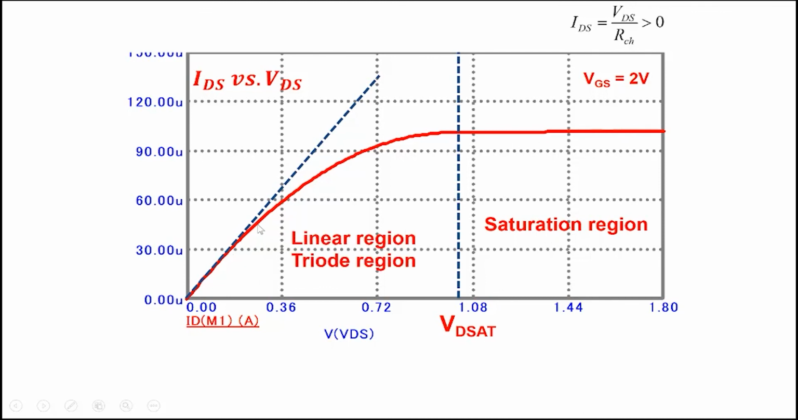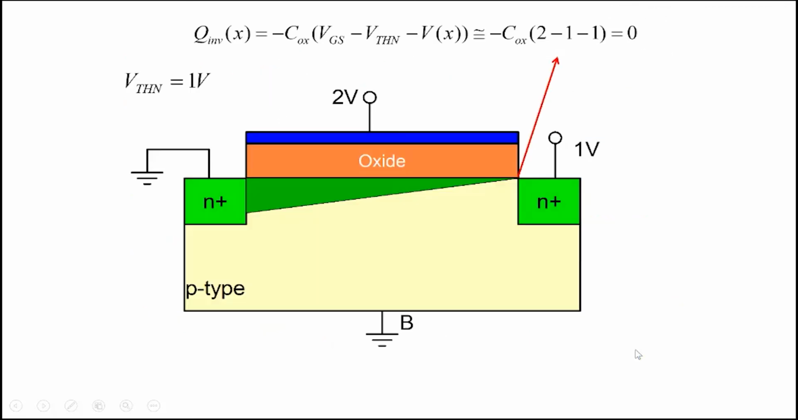We call this the linear region. Although it's not linear all over, it starts off with a linear variation here. We call it the linear region or the triode region here. Triode region in analogy with the vacuum-based triode tube here. And we can show here that VD sat is equal to VGS minus VTHN here.